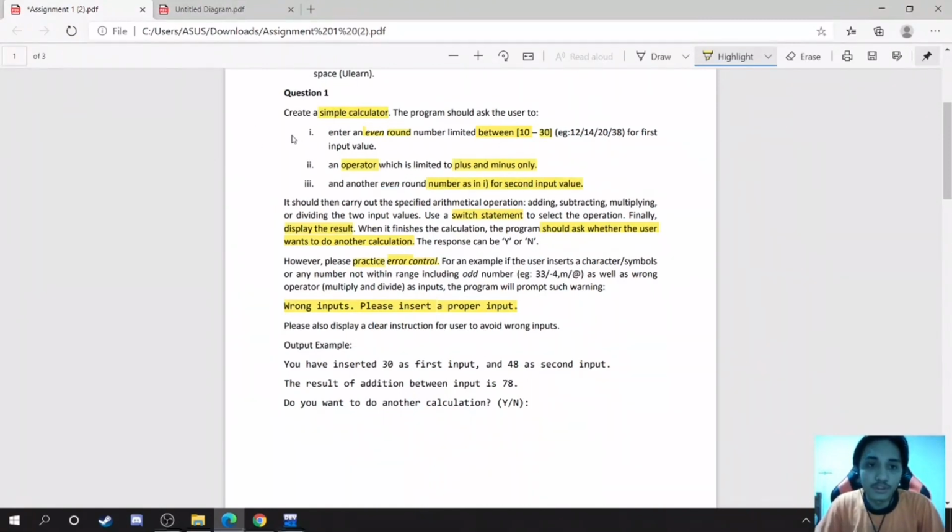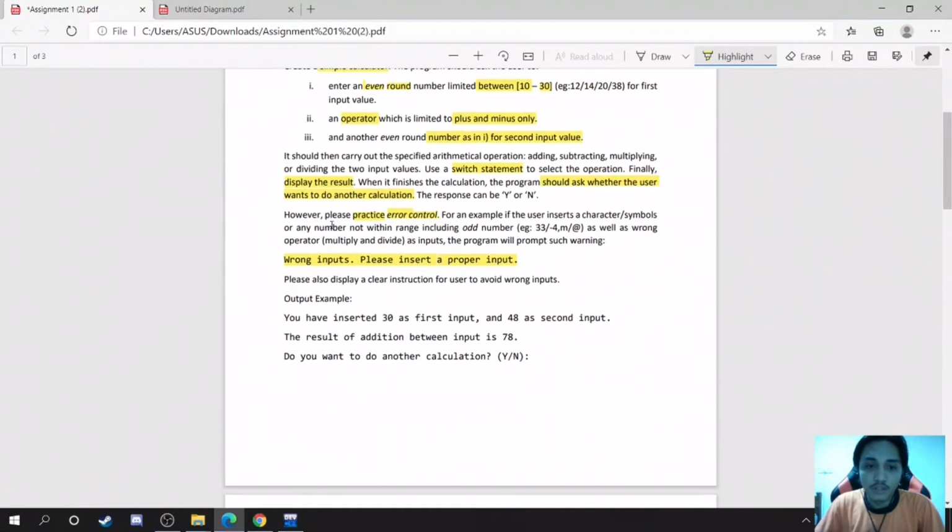So question number 1 wants me to create a simple calculator that will prompt for an even round number and limit it between 10 to 30, and will just limit it to plus and minus only. And for the second input value, same as the first, and it must use a switch statement for the operation, and it will display the result, and then it will prompt the user if they want to do another calculation, and we must include error control.